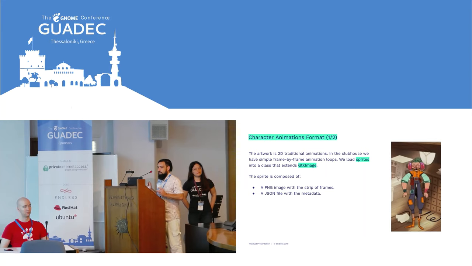And we made a Python class extending GTK image. And the format is a PNG file that contains all the frames. You can see the artwork is traditional 2D animation. And there is a metadata file, a JSON file, that describes these animations.